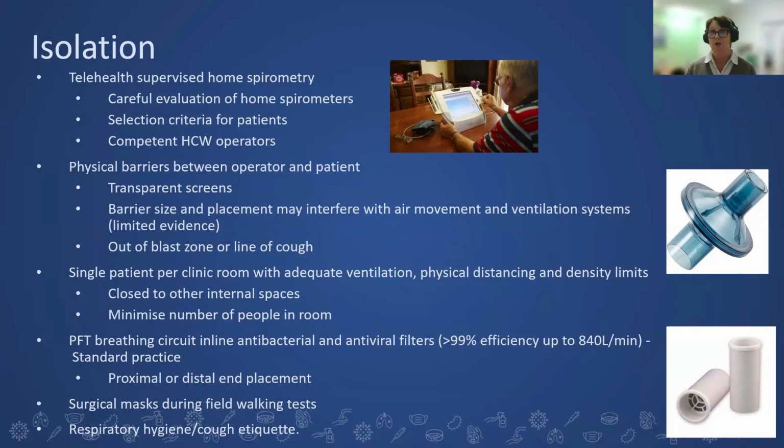Staying out of the blast zone or the line of cough. Ensuring that AGPs are performed as a single patient per clinic room, having a designated clinic room that we know has got adequate ventilation. We can produce those air changes per hour, physical distancing, and also density limits. So minimising the number of people in the room, the operator and the patient, and maybe a carer if that was indicated. And keeping it closed to other internal spaces within your building as well.